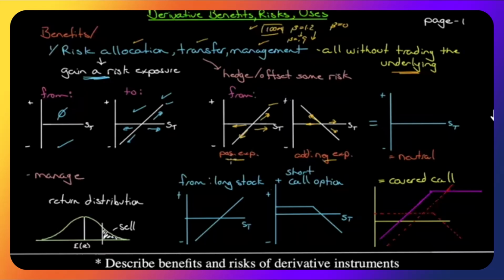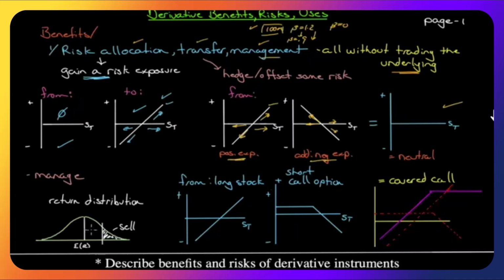And if we take our positive exposure and we add some negative exposure, look what we end up with. We can end up with nothing. Even though we haven't done anything, we can get rid of all of our risk by using derivatives, some or all of our risk. And what about managing risk?